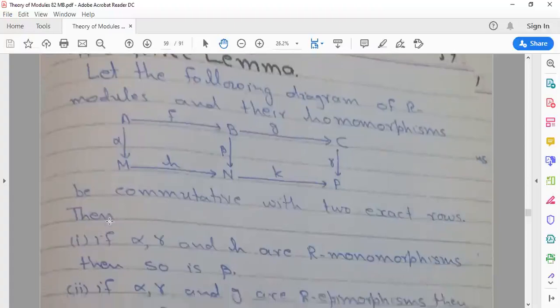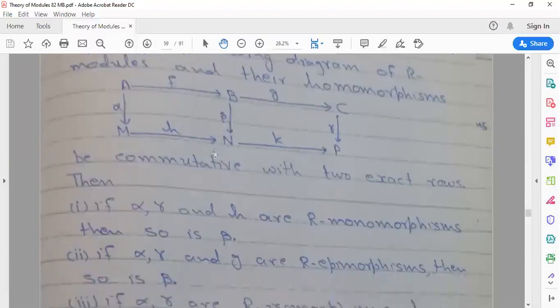What will we prove? By taking help from here, we have proved that if alpha, gamma and h are monomorphisms, then so is beta. The first part states that alpha, gamma and h, where is h? This is h. Alpha, gamma and h are monomorphisms, so we have proved that beta is a monomorphism.